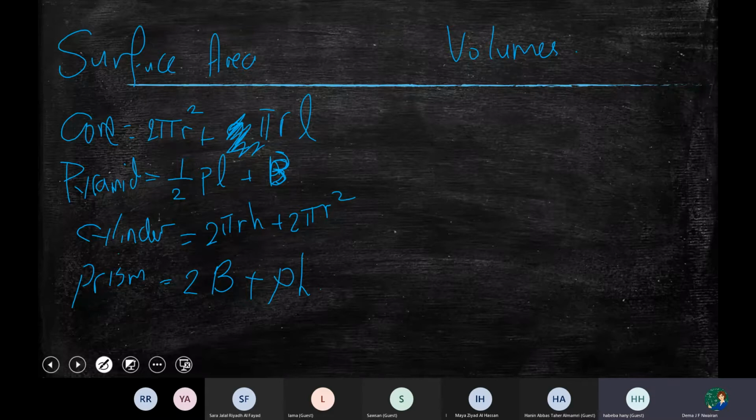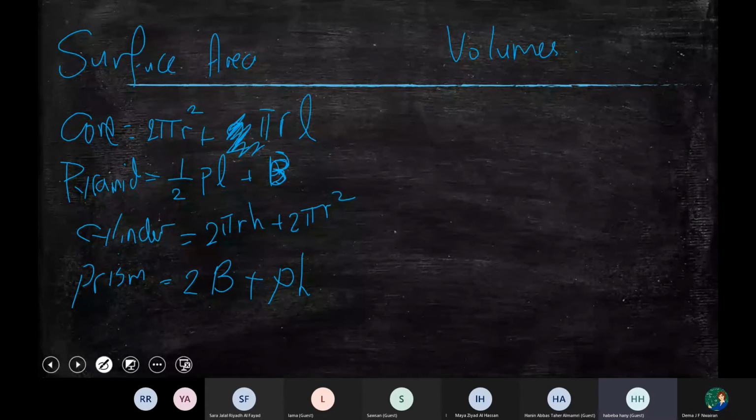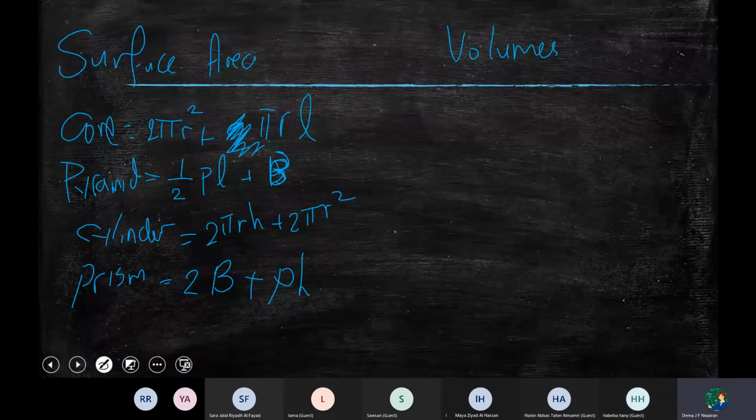Teacher, in the cone, isn't it supposed to be pi r squared, not 2 pi r squared? Yeah, no, in the cone we have only one base, so it is pi r squared plus pi r l. The pyramid is half the perimeter times the lateral height plus the area of one base, because we only have one base. The cylinder, we have two bases, so we say 2 pi r squared plus 2 pi r h, which is the circumference times the height. And the prism is 2B plus the perimeter times h.